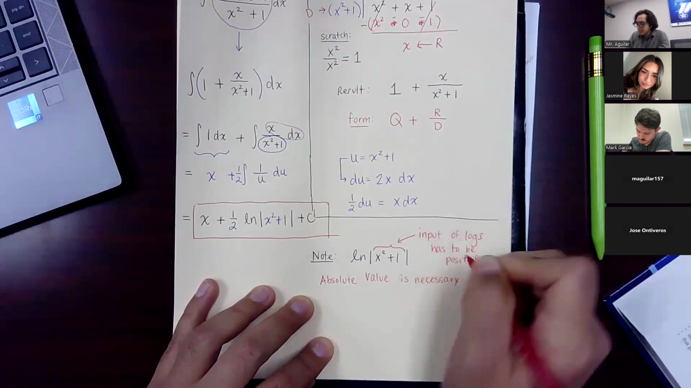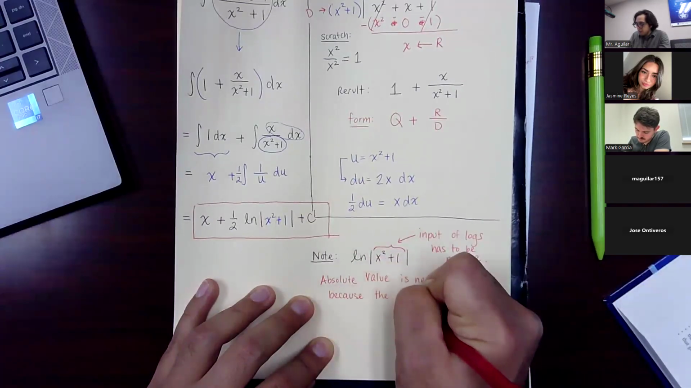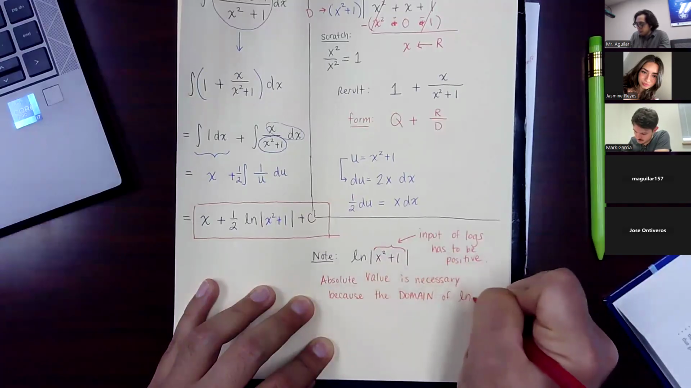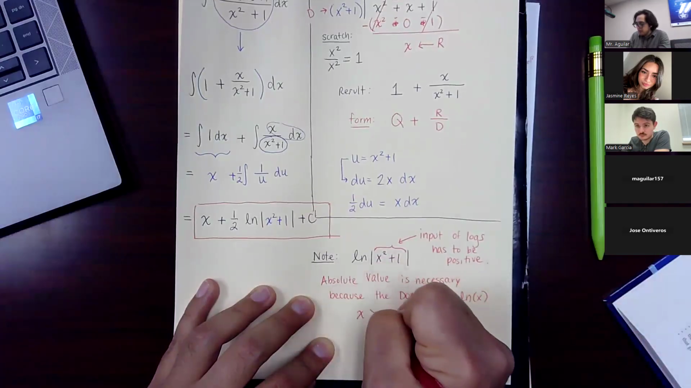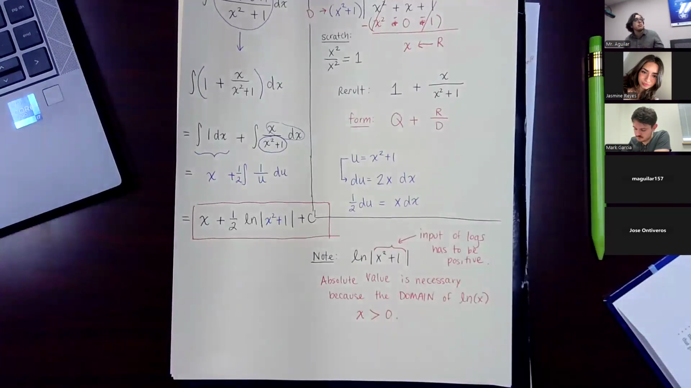Necessary because of the domain of the natural log function, x has to be greater than 0, and that's just a fancy way of writing x has to be positive and not 0, okay?